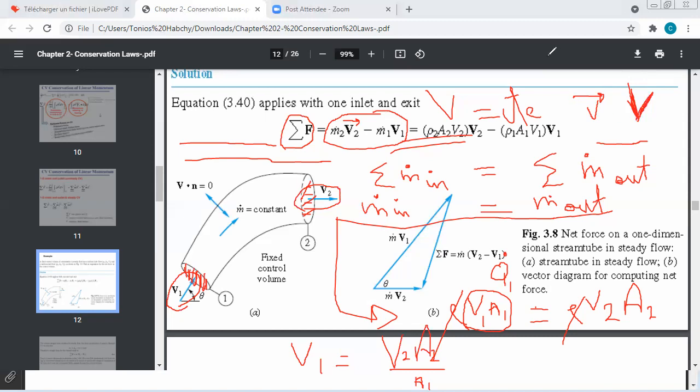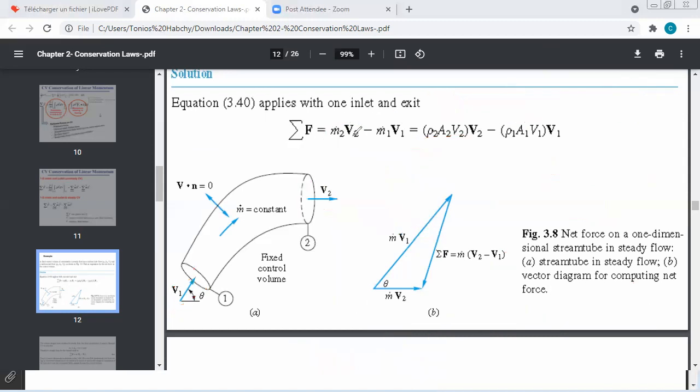Okay, so now the expression of the sum of forces is equal to m dot v2 vector, which is the outlet flux of linear momentum, minus m dot 1 v1 vector. Since m dot is constant, we said that m dot 2 is equal to m dot 1, so I can take it as a common factor. So the sum of forces is simply m dot times (v2 minus v1).